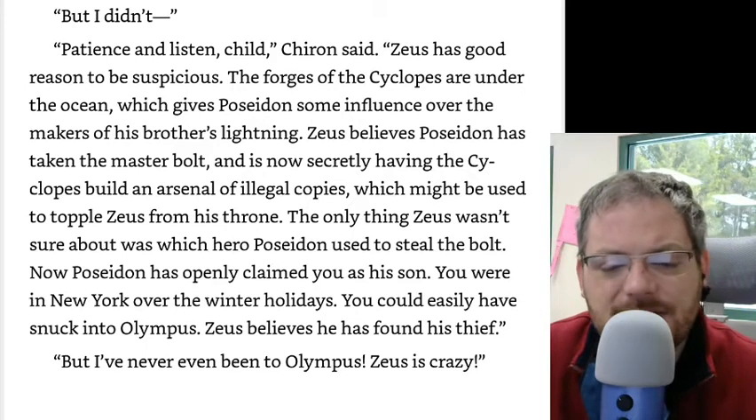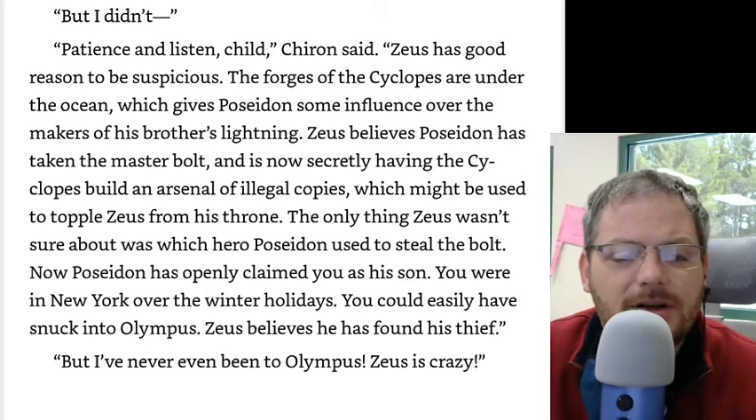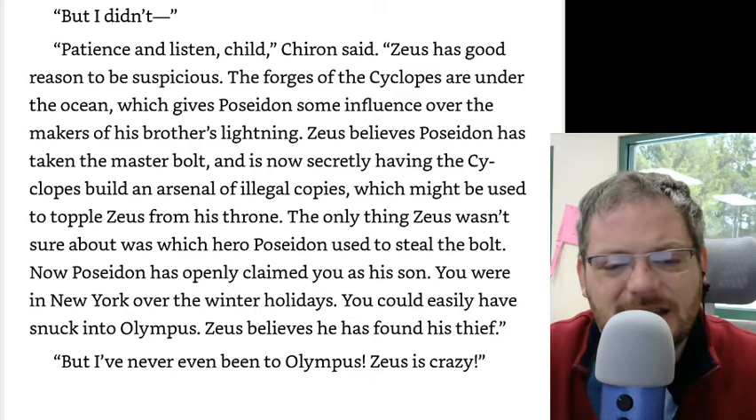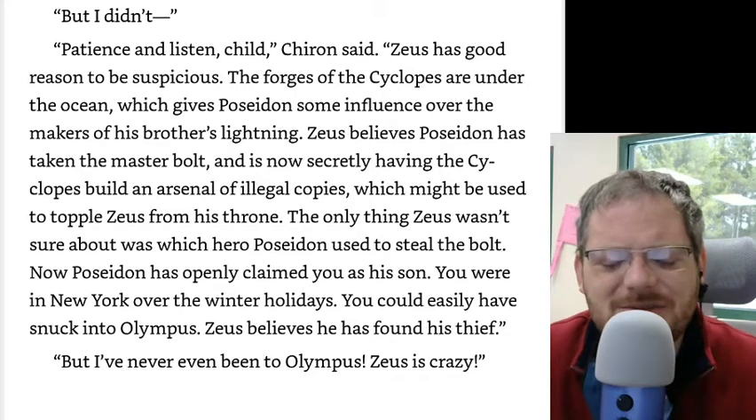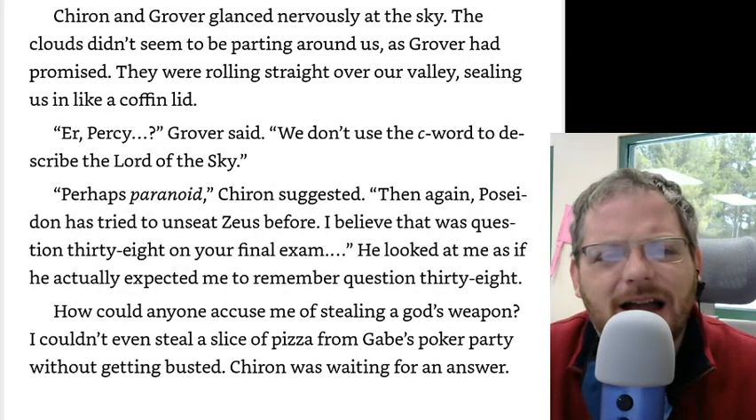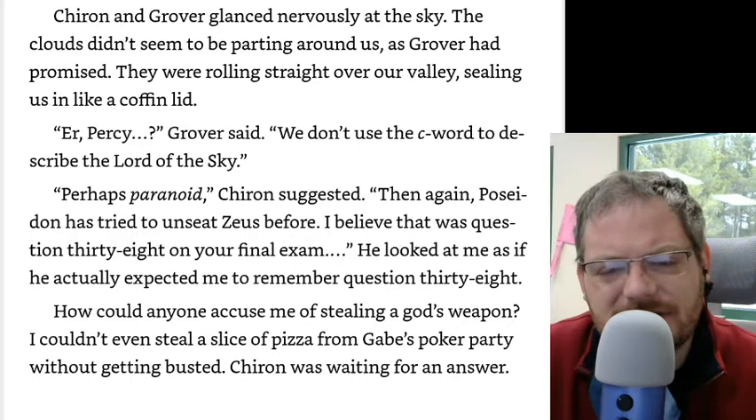Now, Poseidon has openly claimed you as his son. You were in New York over the winter holidays. You could easily have snuck into Olympus. Zeus believes he has found his thief." "But I've never been to Olympus. Zeus is crazy." Chiron and Grover glanced nervously at the sky.